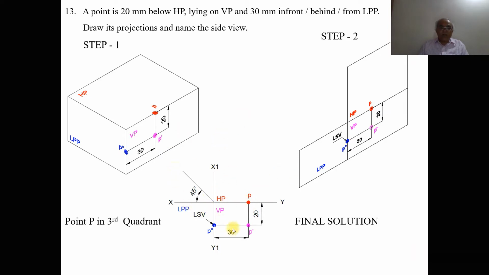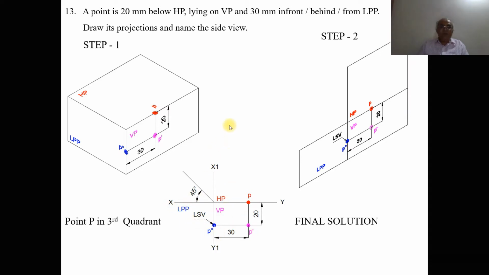And then draw a horizontal projector from P dash to the X1 Y1 line, and draw a 45-degree line adjacent to HP. Project the top view point onto the 45-degree line, so it comes to the origin, and then you project down where you have P dash. On that line you are going to get P double dash. Since it is behind LPP, we are going to get the left side view.